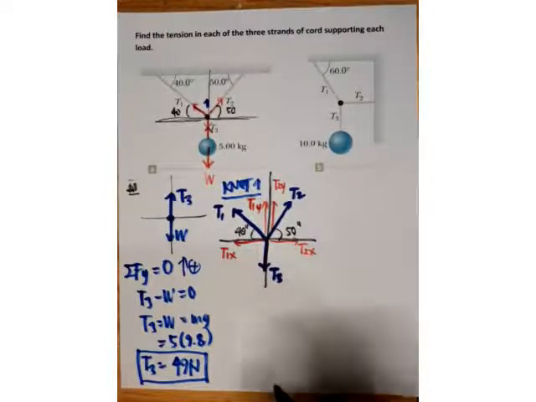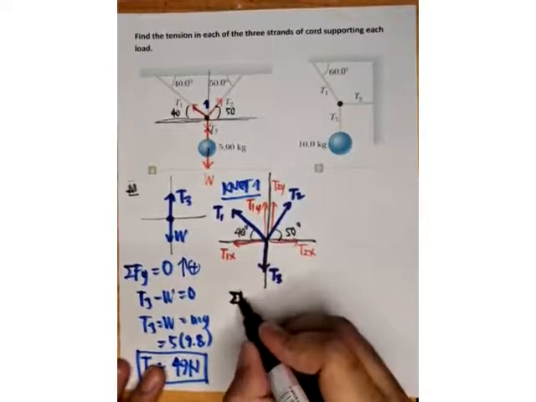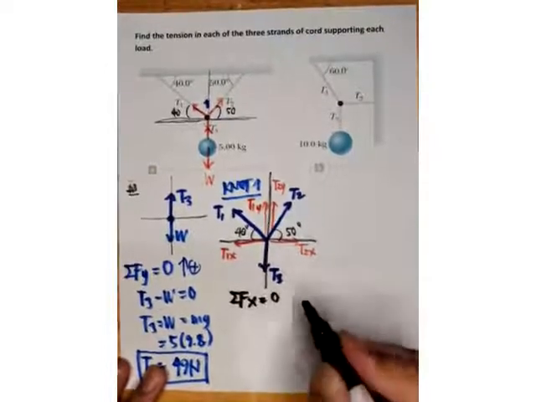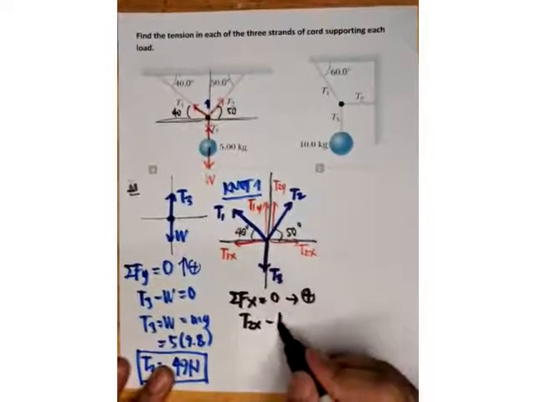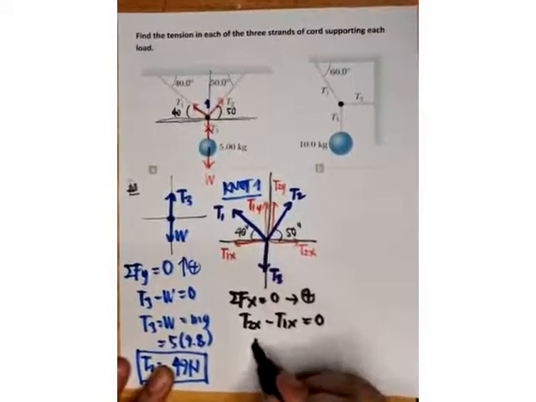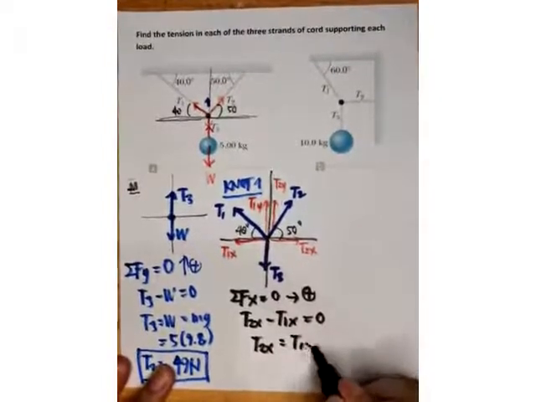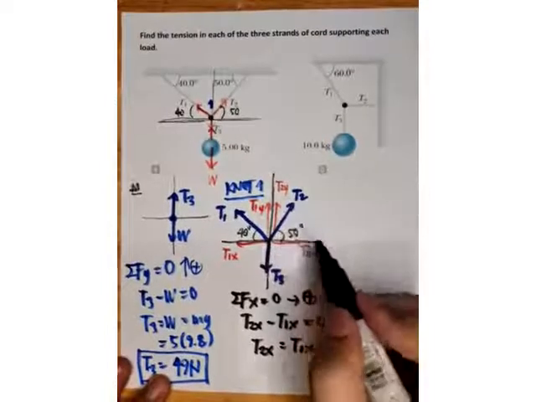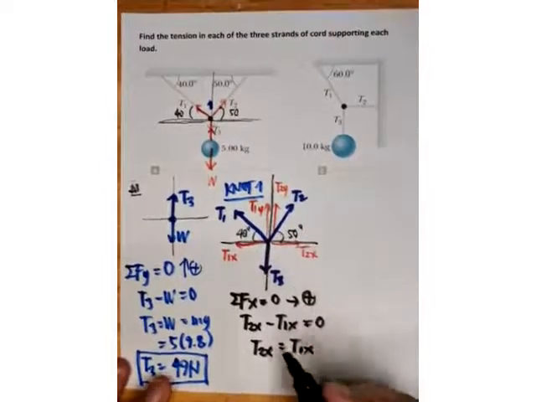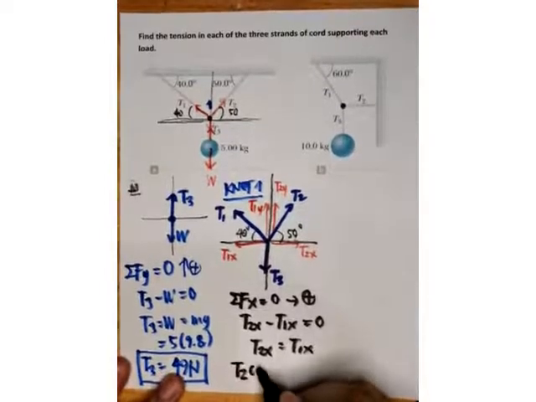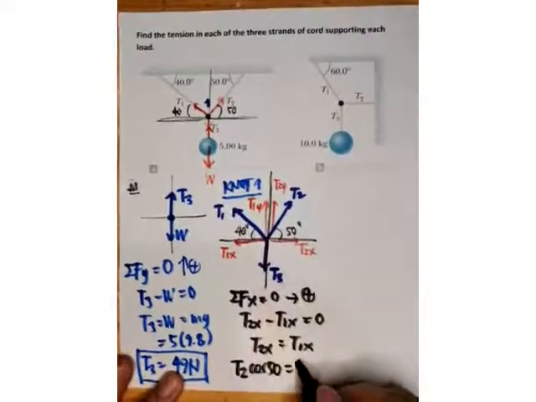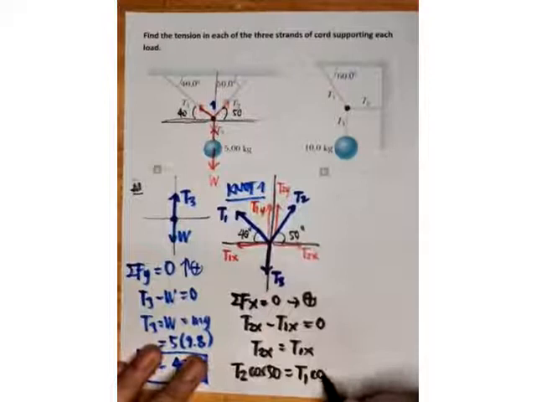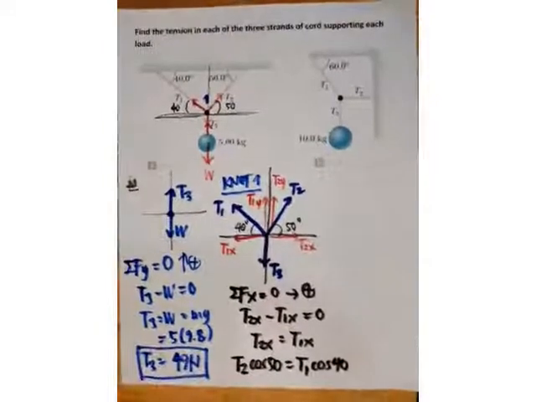Okay? So, unahin na natin siya sa X. So, summation of forces along X is equal to 0. So, we'll have pakanan ay positive. So, T2X minus T1X is equal to 0. So, T2X is equal to T1X. But what is T2X? So, adjacent siya ng 50. So, therefore, that's T2 cosine 50. Okay, so that's equal to, yung T1X naman is adjacent siya ng 40. So, T1 cosine 40. Okay, next. So, let's proceed to Y.